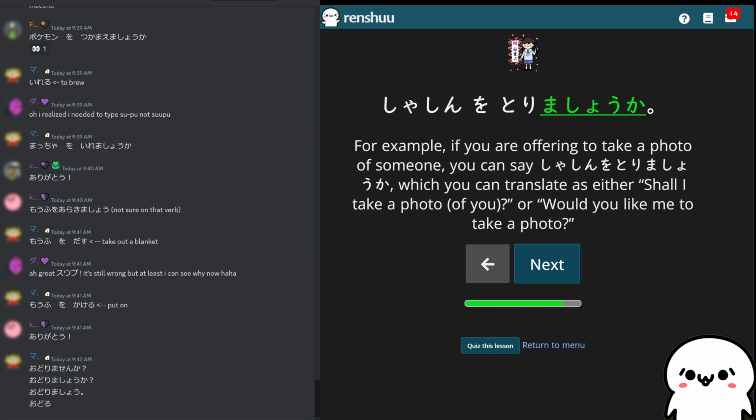Odorimasen ka? Wouldn't you like to dance? Shall we dance? Odorimashou ka? Would you like to dance? Shall we dance? You know, they're very similar, but just a bit stronger. And then odorimashou. Let's dance.